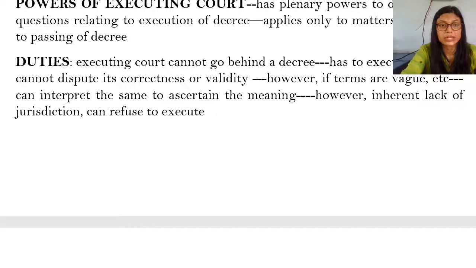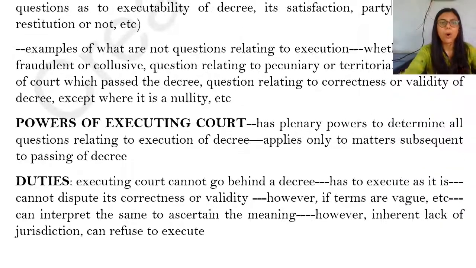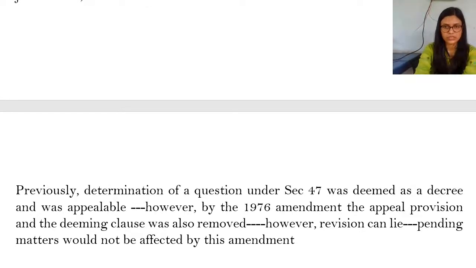Now we can see what are the powers of the executing court. Now all such questions which are relating to execution of decree, but only to matters subsequent to the passing of decree, that executing court can decide. But what are its duties also? It will not go behind a decree. It will execute it as it is. It will not dispute its correctness or validity. If it is vague, etc., it can interpret the same. Inherent lack of jurisdiction, obviously, it can again refuse to do the same.